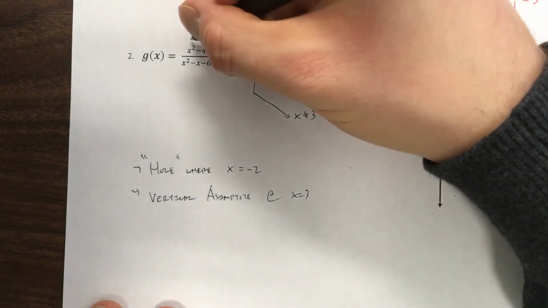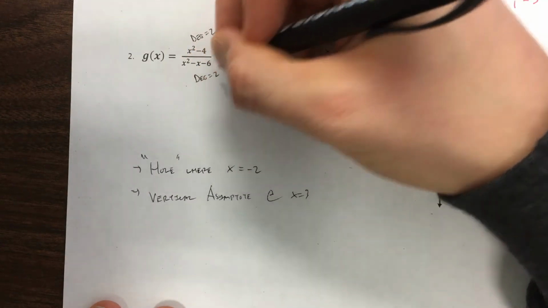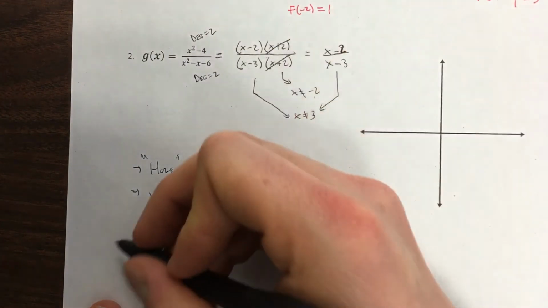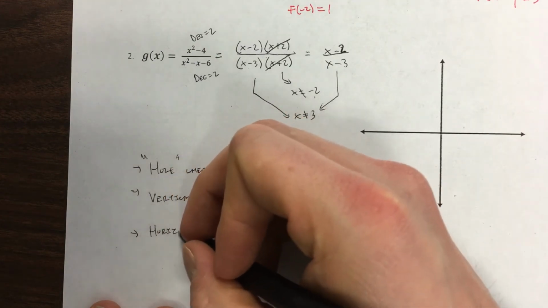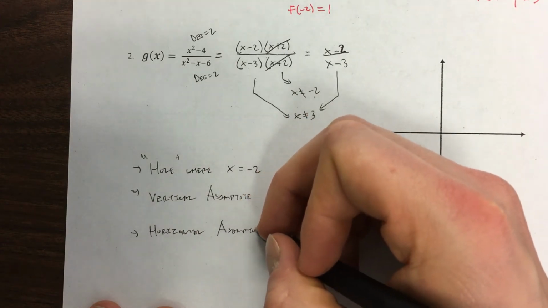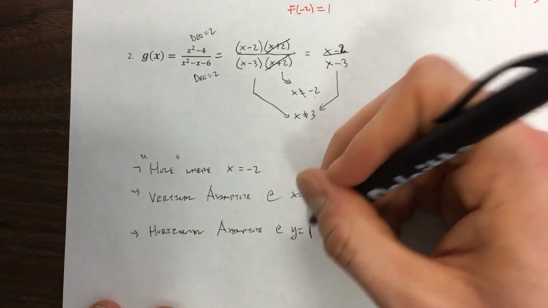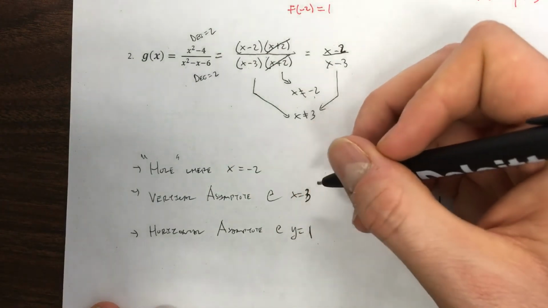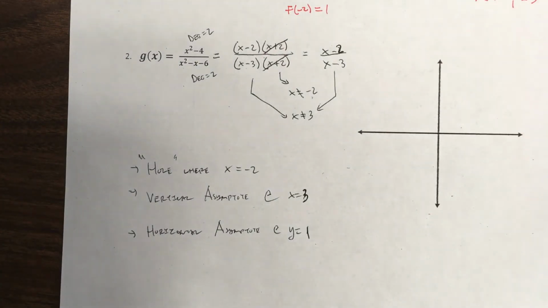And because our degrees are the same, in our numerator we have a degree of 2, and our denominator a degree of 2, we can divide the leading coefficients. And if we do that, that means we have a horizontal asymptote at y equals 1 divided by 1, or just 1. So this is what we know about our function. Pause there and let you gather it, or if you want to pause, you can do that.